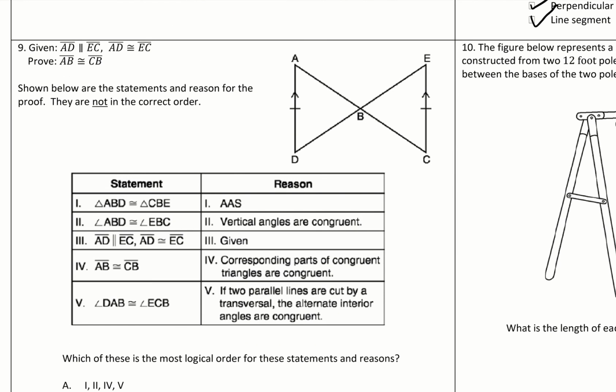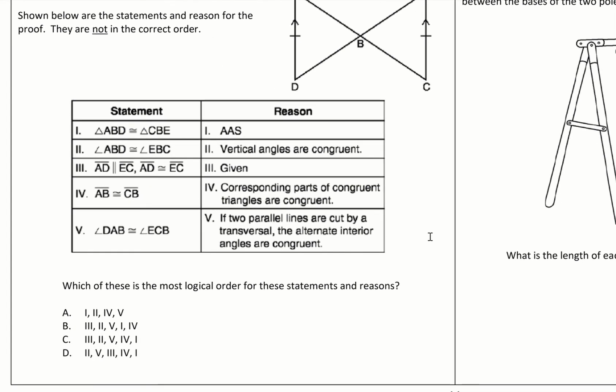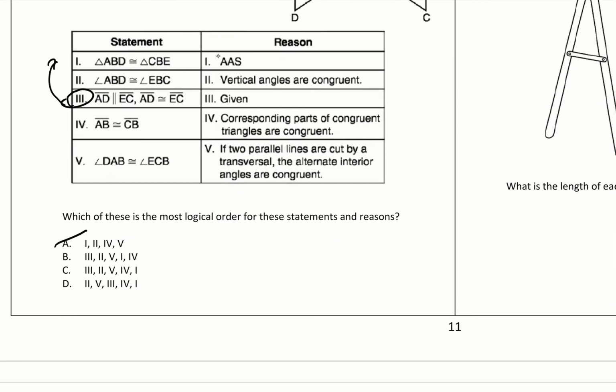let's look at the proof. It says, shown below are the statements and reasons for the proof. They are not in the correct order. Which of these must be the correct order? All right, so the given always goes first, right? So this has to go first. So this is definitely going to be up on top. So that automatically eliminates A and D. So it has to be one of these.